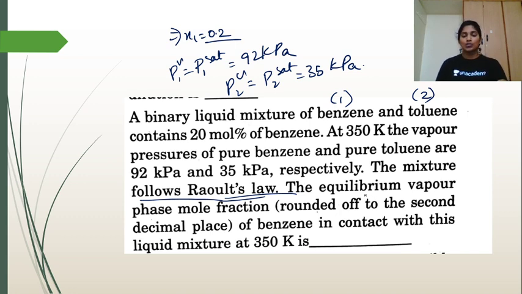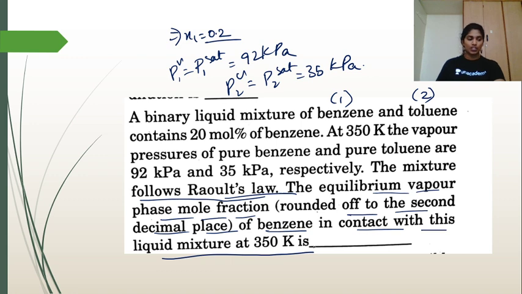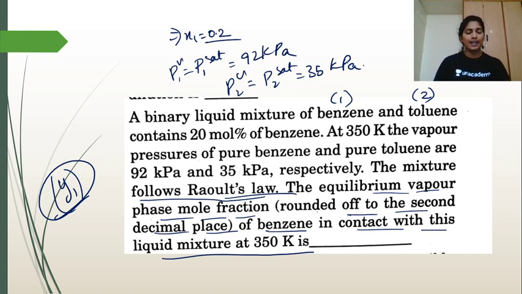So what we have to calculate here? The equilibrium vapor phase mole fraction, rounded off to the second decimal place, of benzene in contact with this liquid mixture at 350 degrees Kelvin. Vapor phase mole fraction means Y1. As they have given x1, x2 values and the vapor pressures also, from this you have to calculate the vapor phase mole fraction, Y1. So let us put the given data.